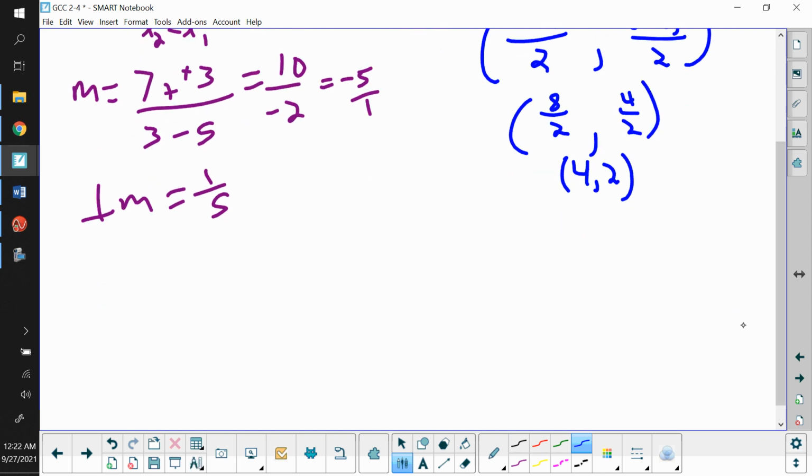From there, it's just like our other problems. We'll fill in our slope, our x, and our y. So we'll do y equals mx plus b. And I'm going to fill in all 3 of those right now. We'll put the 2 in for the y, the 1/5 in for the slope, and the 4 in for the x.